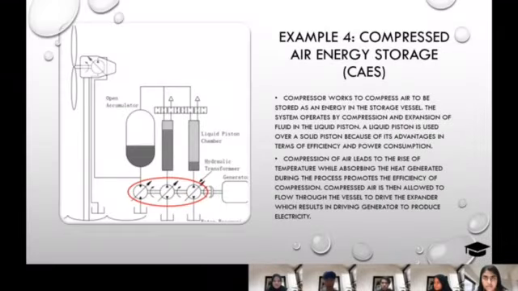Next, we have an example of the application of the compressor in compressed air energy storage. The system is commonly found in turbines. The compressor works to compress air to be stored as energy in the storage chamber. It operates by compressing and expanding fluid in a liquid piston. The liquid piston is used compared to a solid piston because it is better in terms of efficiency and power consumption. Compression of air leads to a rise in temperature, while absorbing the heat generated during the process promotes the efficiency of compression.